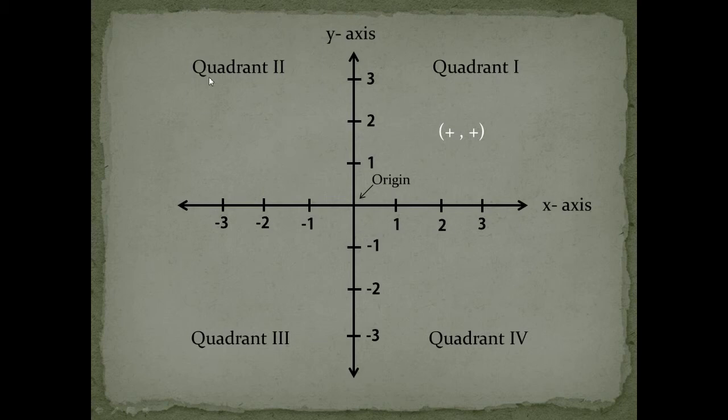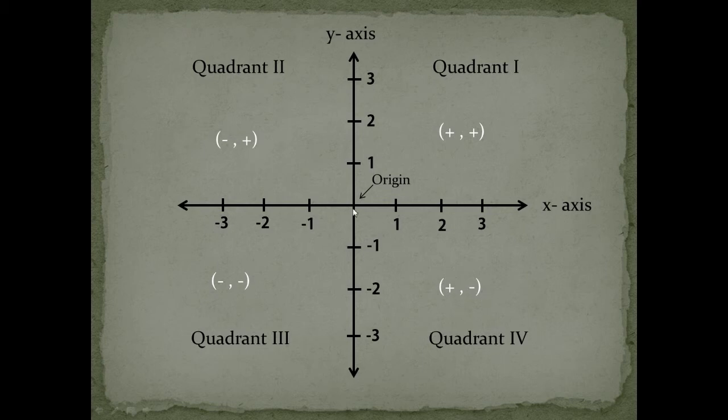Over here in quadrant 2, as you may have guessed, it's going to be negative and positive, because this is to the left side of 0, negative for x and positive for y. For quadrant 3, it's going to be negative, negative. And quadrant 4 is going to be positive, negative: positive x and negative y. Remember, an ordered pair is always in the form of x and y. So every point in quadrant 4 is going to be positive, negative.